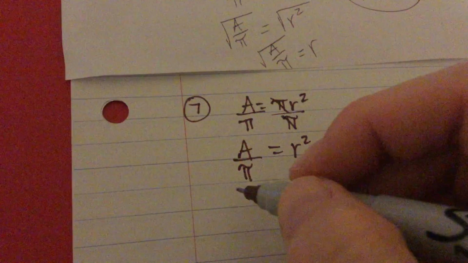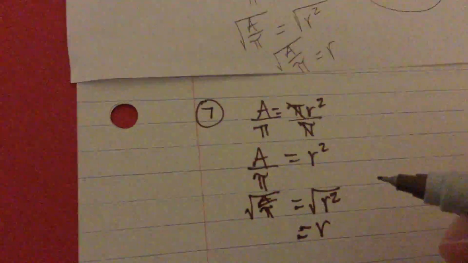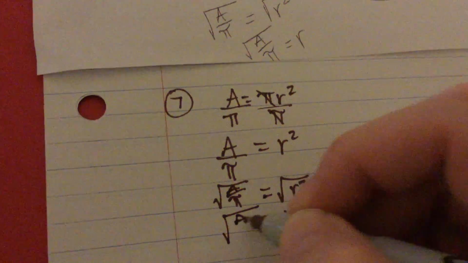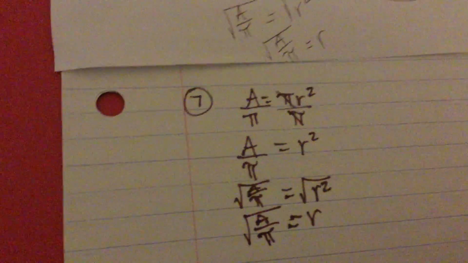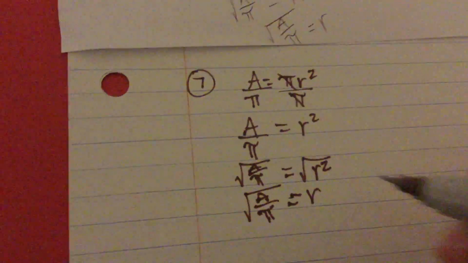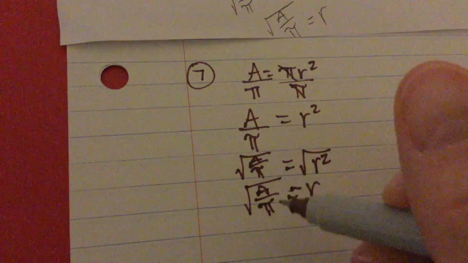But remember, whatever I do to one side of the equation, I have to do to the other. So that a over pi gets put in a square root symbol as well. And again, there's no simplification there that I can perform, so it just remains square root of a over pi. So r equals the square root of a over pi.